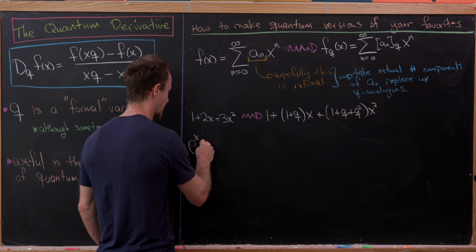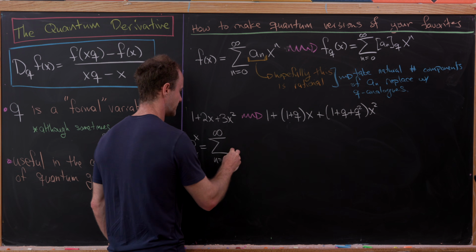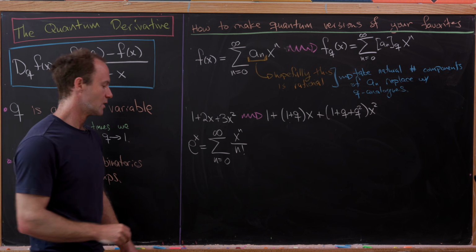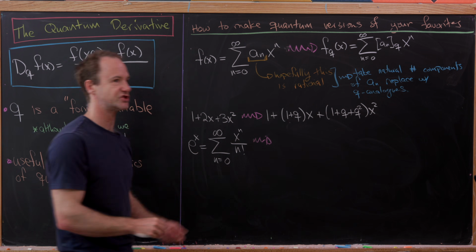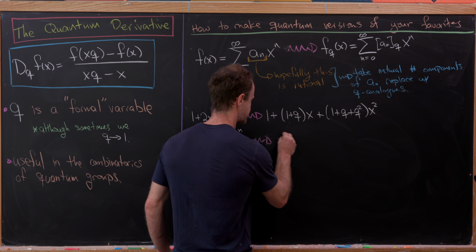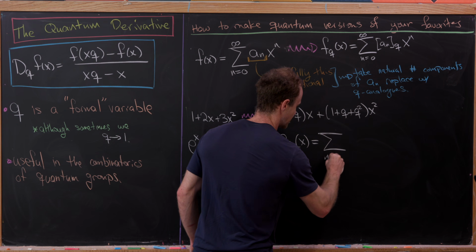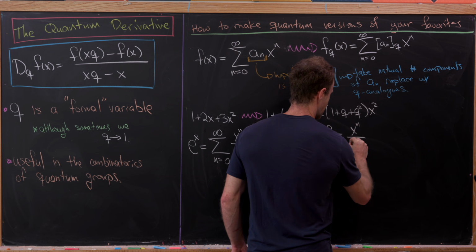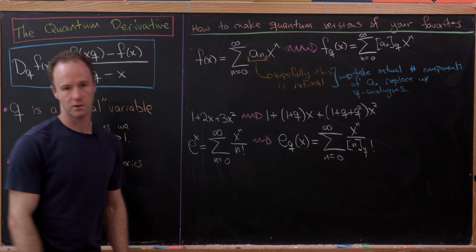So we know e to the x can be written as the sum as n goes from 0 to infinity of x to the n over n factorial. Well, in order to find the quantum version of that, we'll exchange the n factorial for the q analog of n factorial. So I'll write this as e sub q of x will be the sum as n goes from 0 to infinity of x to the n over the q analog of n factorial.